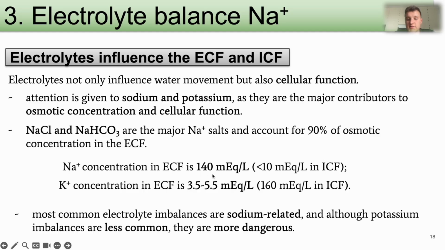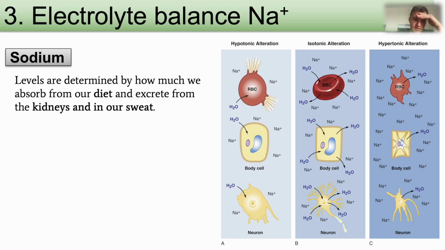Sodium concentrations are about 140 milliequivalents per liter, and in the ICF, less than 10. Potassium is 3.5 to 5.5 milliequivalents per liter, in the ICF 160. Of course, when we take blood tests, we're thinking of these numbers here. The most common electrolyte imbalances are sodium related, however, potassium imbalances are less common but more dangerous. We'll see why. So let's talk about sodium.